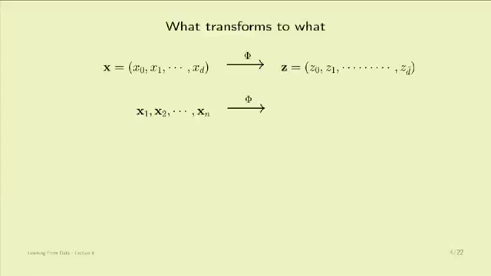Not surprisingly, z1 up to zn. So you end up with the same number of points, that is obvious, and each of them is a vector, and each vector can be very long according to the transformation you chose. Okay. Next one, the labels.